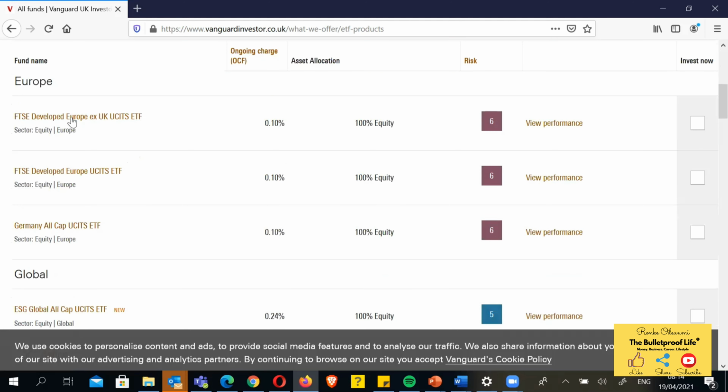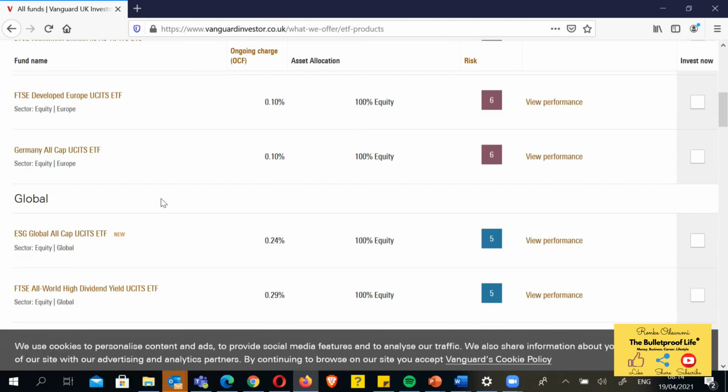For Europe, you have this one, which is developed Europe excluding UK. So developed Europe means countries like Germany, France, Norway, Sweden, and so on. And then if they have developed Europe, but does not exclude the UK, that means it includes the UK. And then they have Germany all cap, which is the biggest companies in Germany, which is like the top 300 companies in Germany. That's what you're investing your money in.